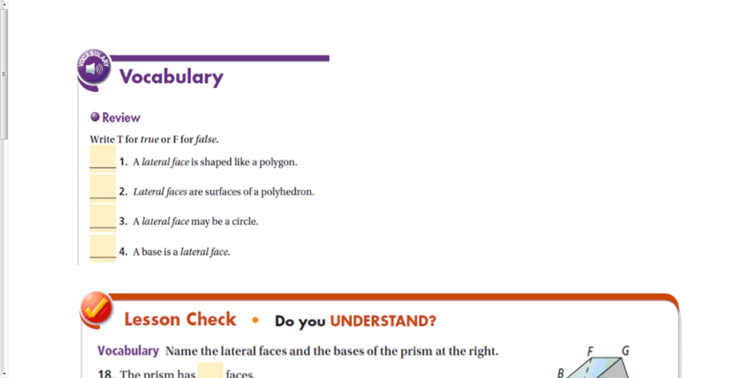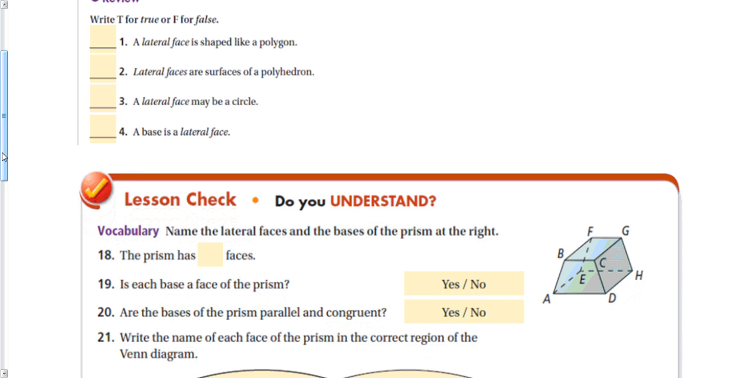So let's do some vocabulary review. We just talked about some of these. A lateral face is shaped like a polygon, and that is true. Every face has to be a polygon, whether it's a base or a lateral face. Lateral faces are surfaces of a polyhedron. That is true as well. A lateral face may be a circle. That is false. A lateral face must be a polygon. And a base is a lateral face, and that is false. A base is not a lateral face.